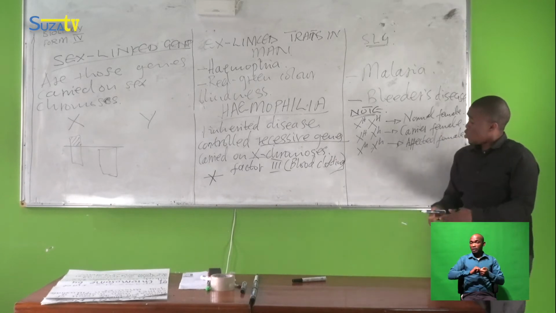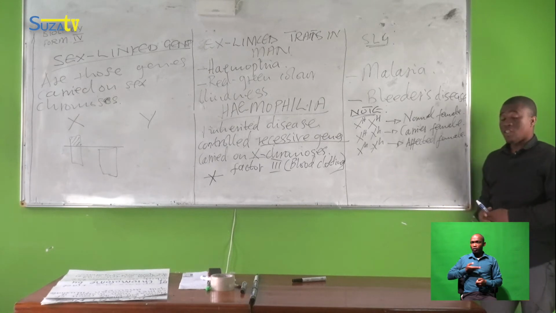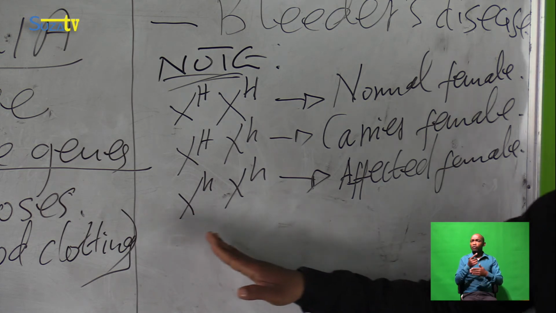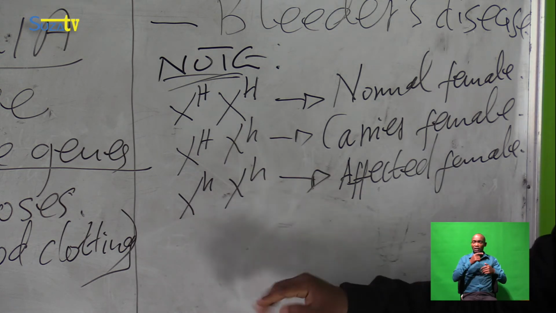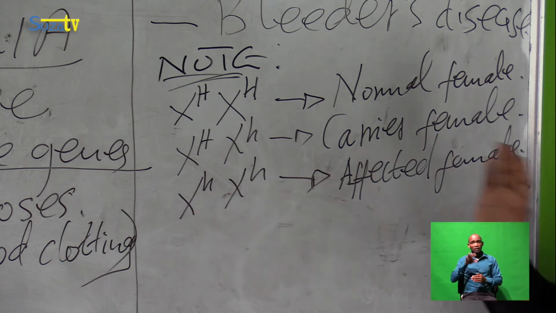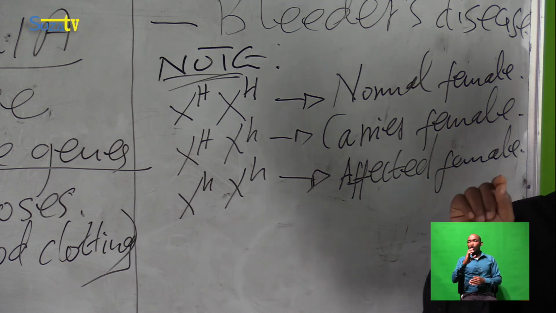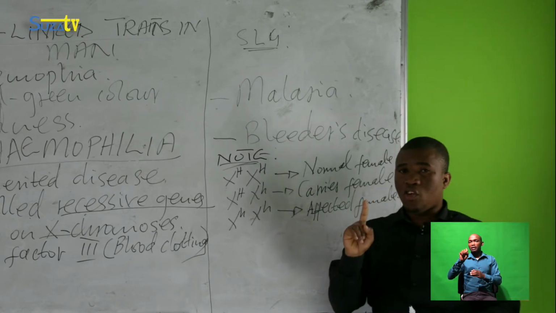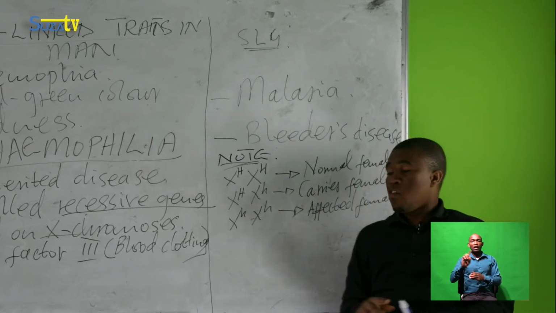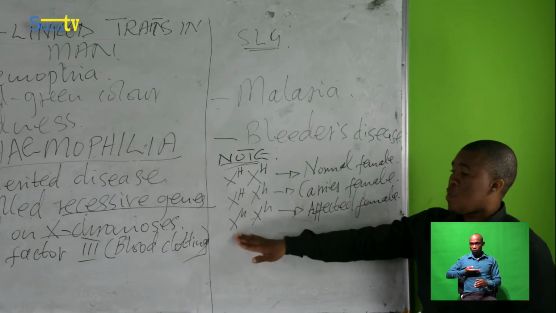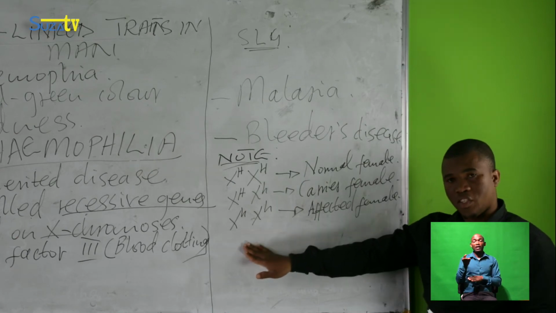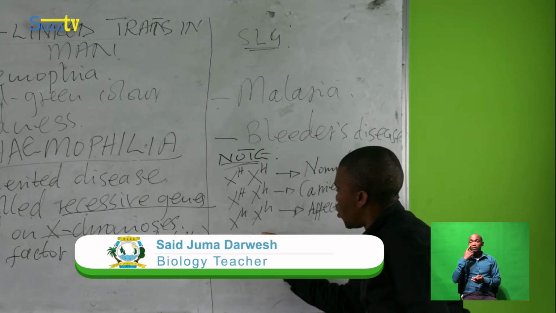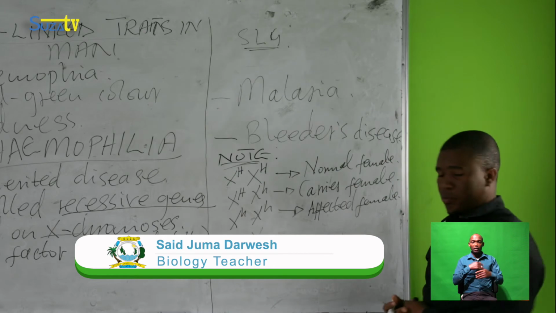What do we observe in this area? In order for a female to be affected by this disease, all X chromosomes should carry the recessive gene. One X chromosome carrying it will not be enough for a female to suffer from such diseases. Thank you very much. Let us look at the male.